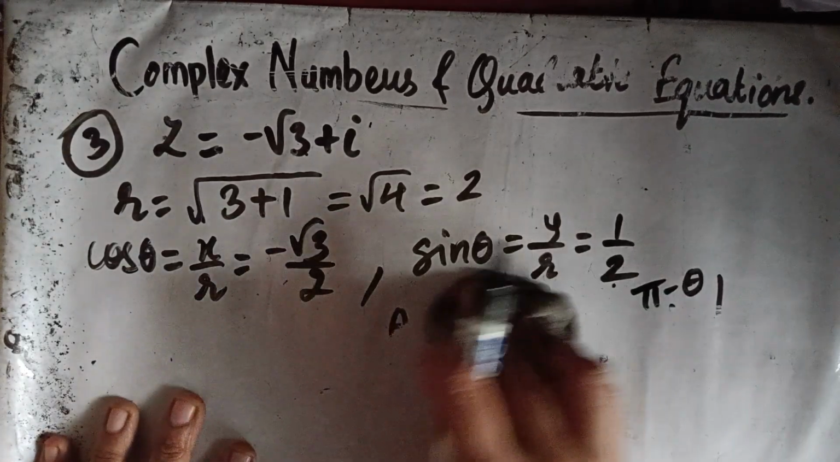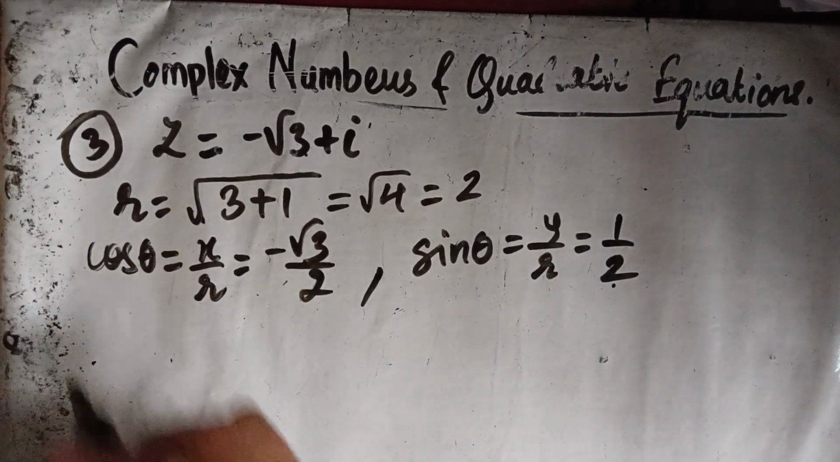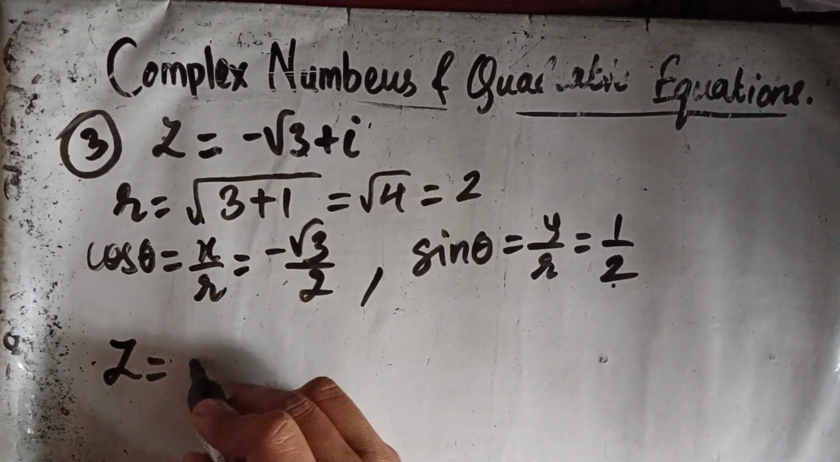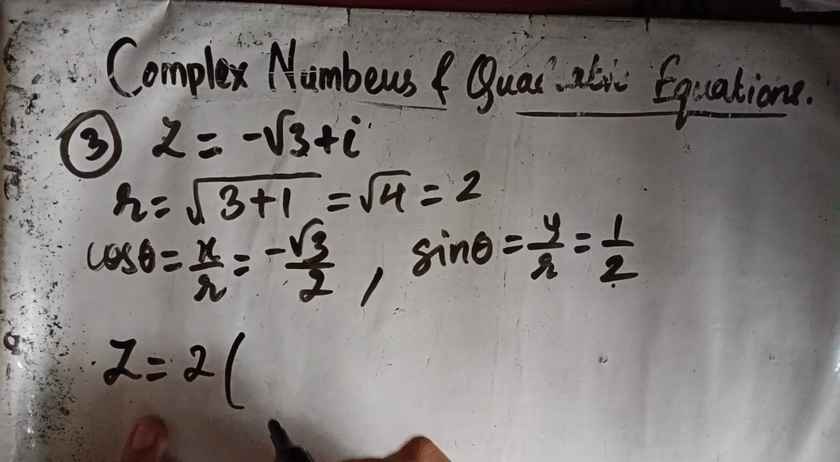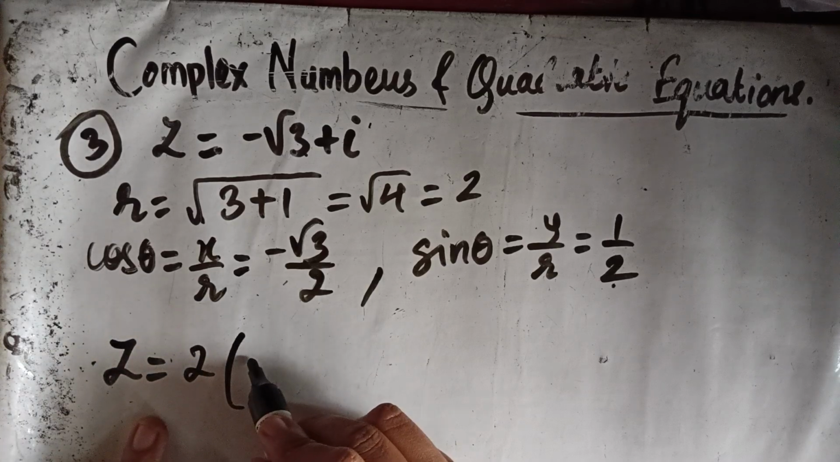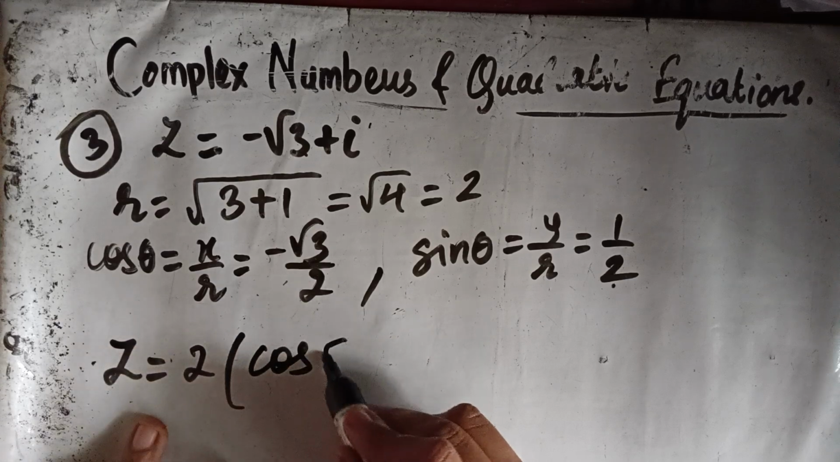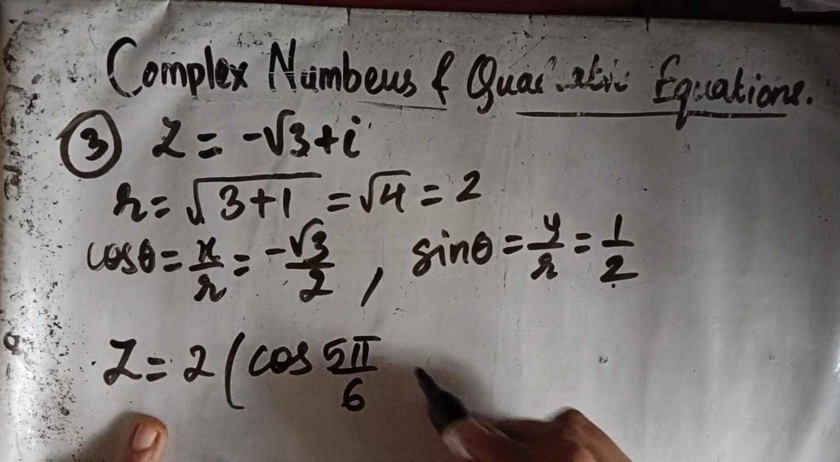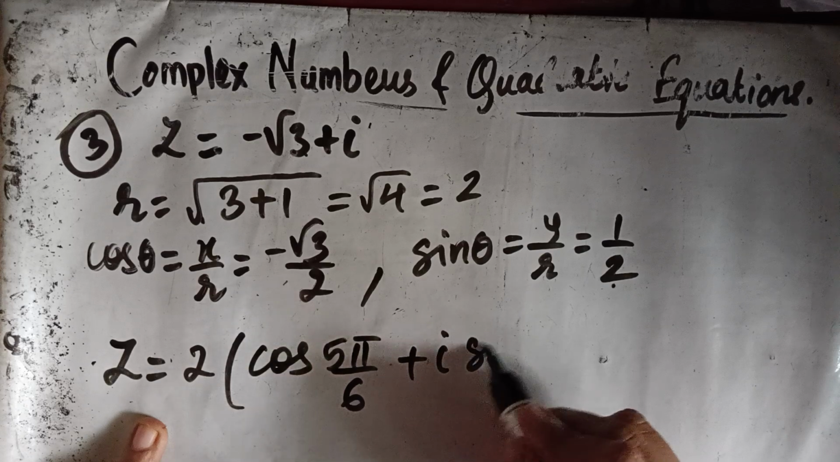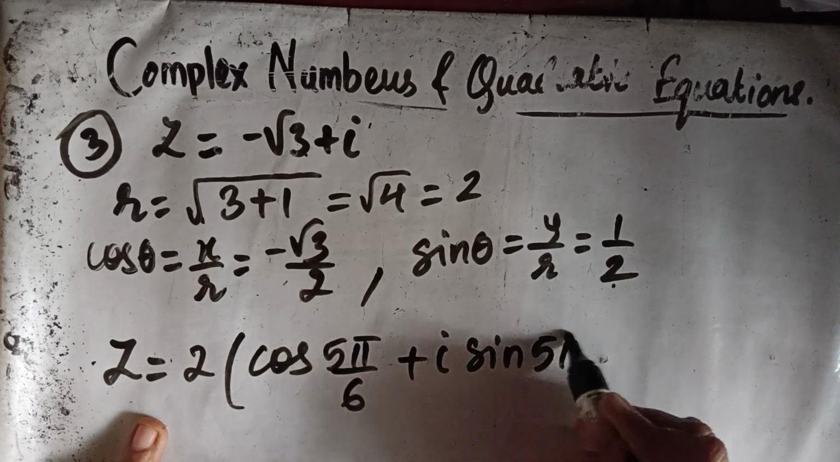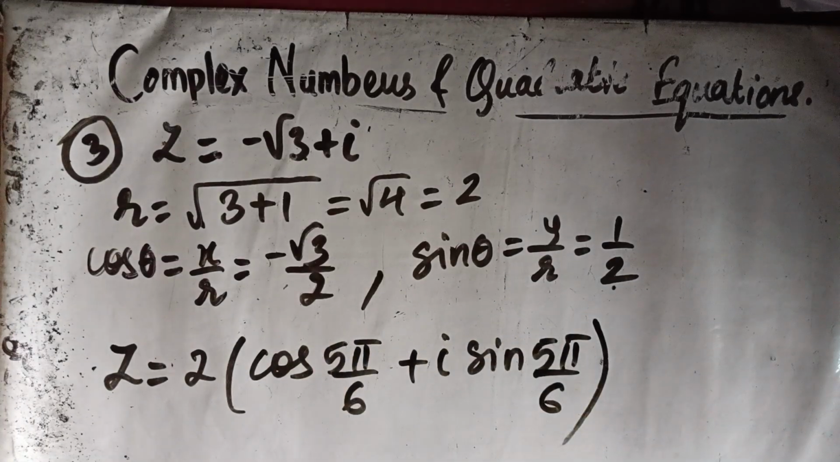Okay, so you can write the polar form as r is 2, cos theta, minus cos of pi by 6 plus I sin pi by 6. Okay.